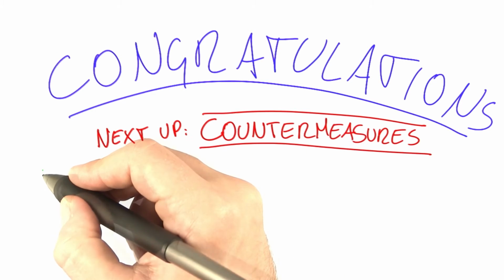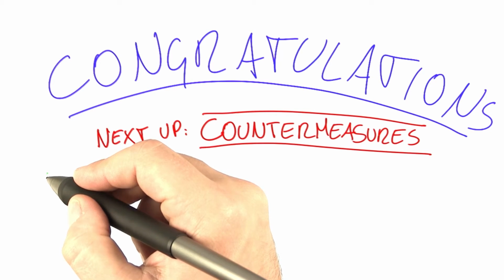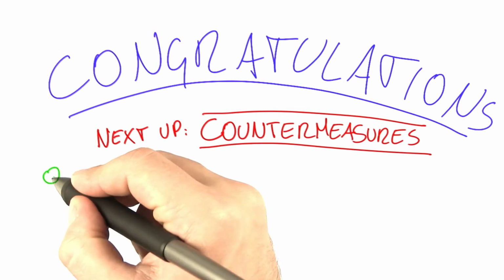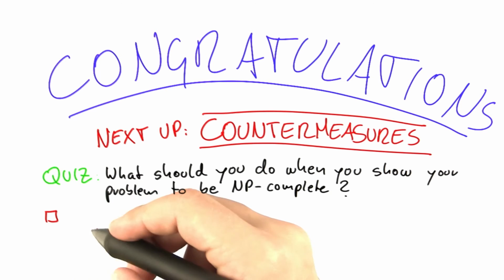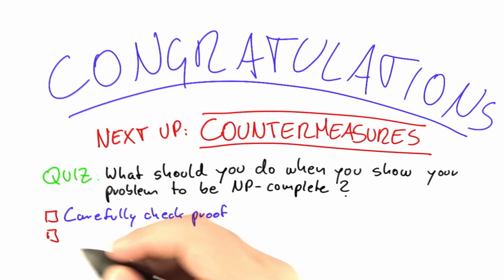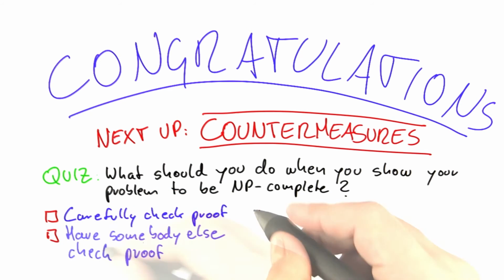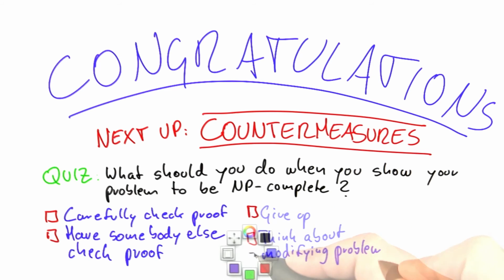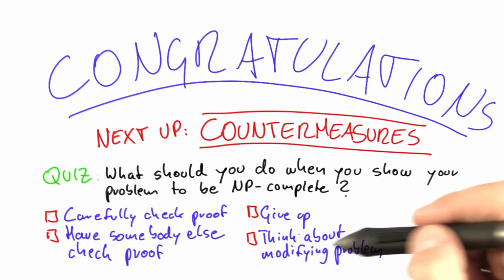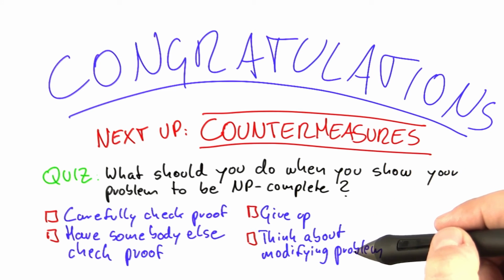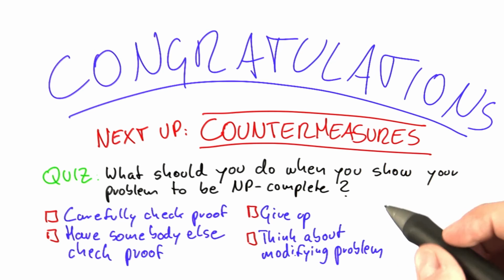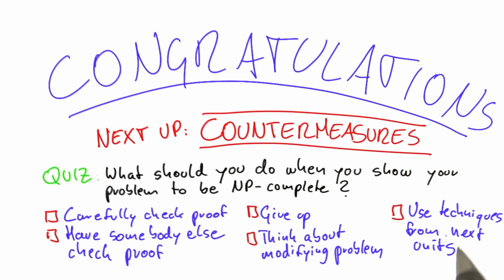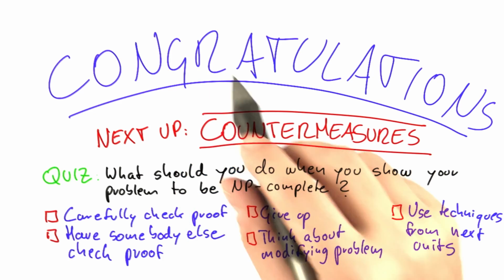So what should you do when you want to solve a problem and show that it is NP-complete? Should you carefully check your proof? Should you have somebody else carefully check your proof? Should you give up? Should you maybe try to think about ways of modifying your problem so that it could not be NP-complete? Or should you try to use the techniques that you're about to learn in the next units of this course?